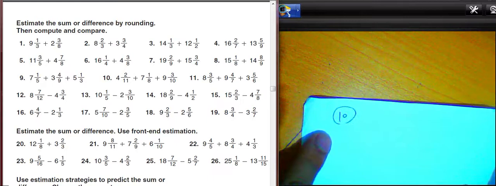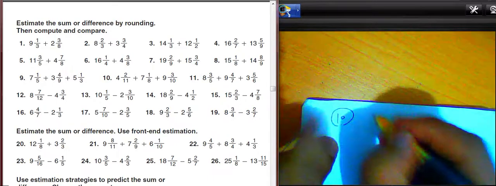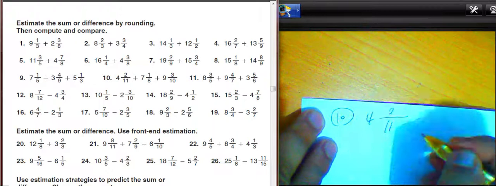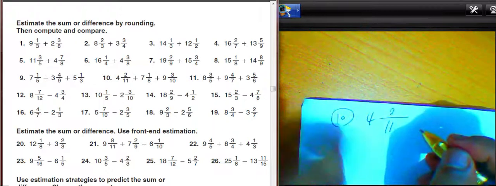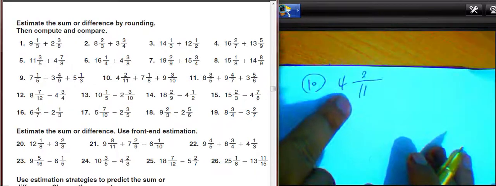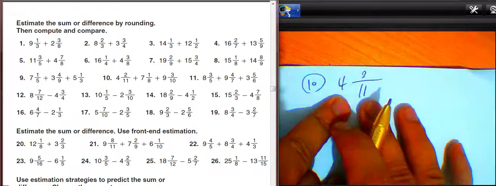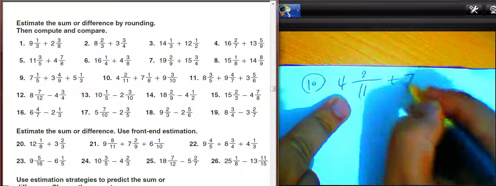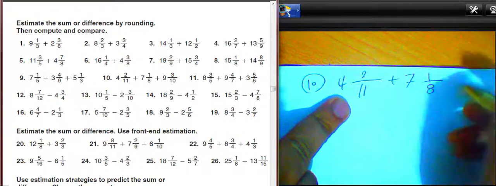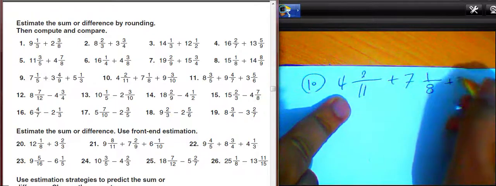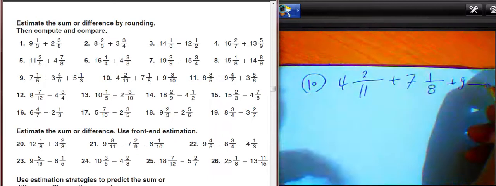Question number 10. 4 and 2 over 11 plus 7 and 1 over 8 plus 9 and 3 over 10.